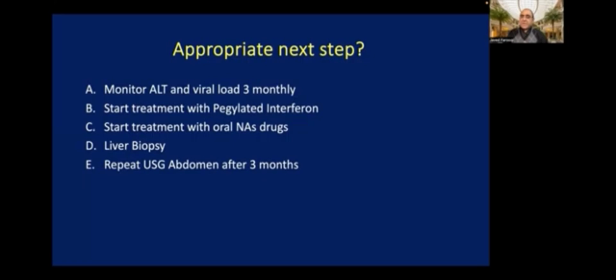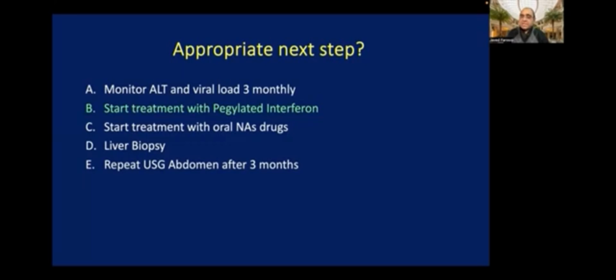I repeat, option A, monitor ALT and viral load 3 monthly. Option B, start treatment with pegylated interferon. Option C, start treatment with oral NUC drugs. Option D, liver biopsy. And option E, repeat ultrasound abdomen after 3 months. I hope you have noted down your option. Let's see what is the appropriate next step in this patient.